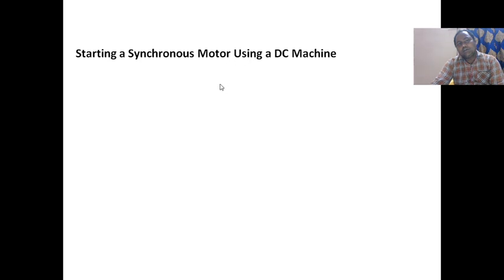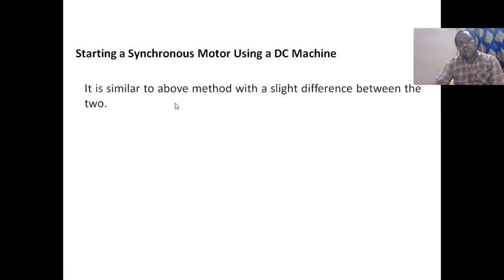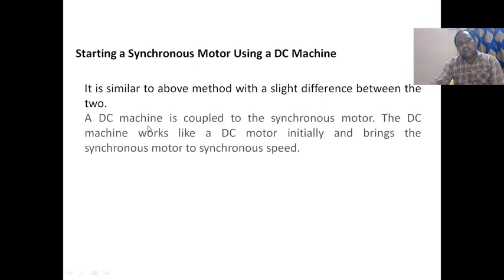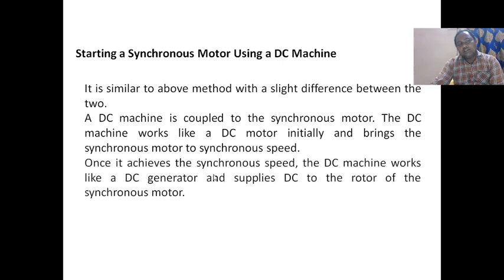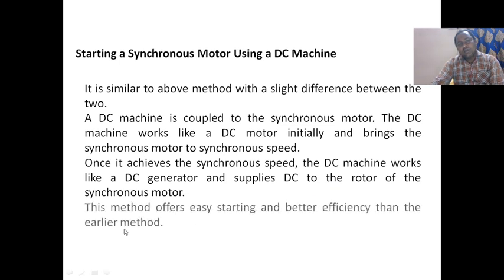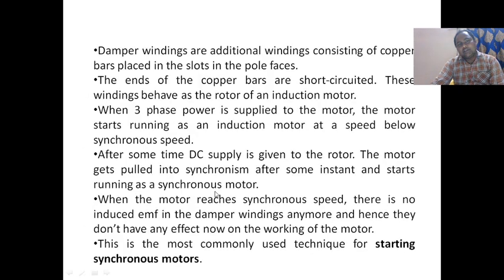Starting a synchronous motor using a DC machine. It is similar to the above method, with a slight difference: a DC machine is coupled to the synchronous motor. The DC machine works like a DC motor initially and brings the synchronous motor to synchronous speed. Once it achieves synchronous speed, the DC machine works like a DC generator and supplies DC to the rotor of the synchronous motor. This method offers easy starting and better efficiency than the earlier method.